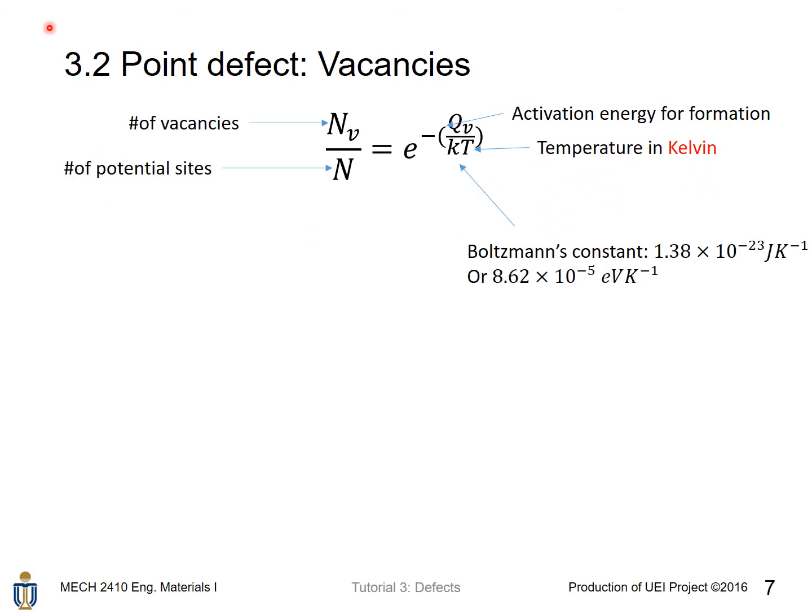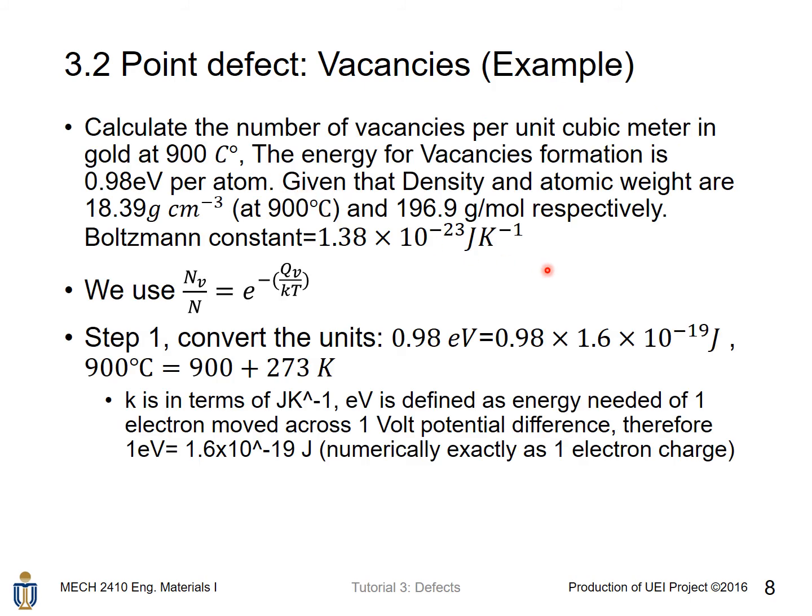Here's an example. Calculate the number of vacancies per cubic meter in gold at 900 degrees Celsius. The energy for vacancy formation is 0.98 eV per atom. Given that the density and atomic weight are 18.39 gram per cm cubed at 900 degrees Celsius and 96.9 gram per mole respectively, the Boltzmann constant is equal to this value. We use the equation introduced in the last slide.